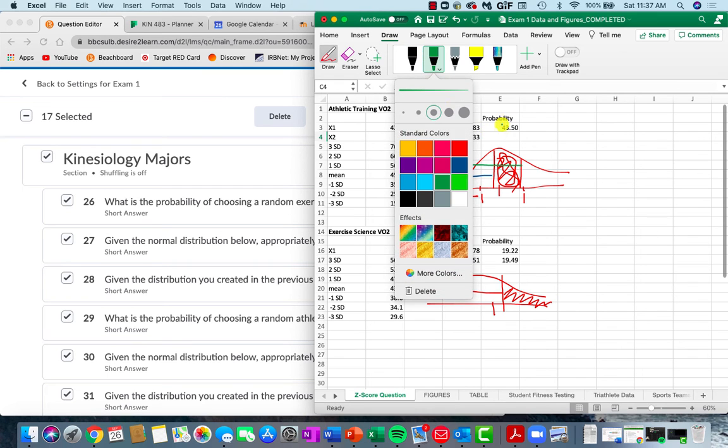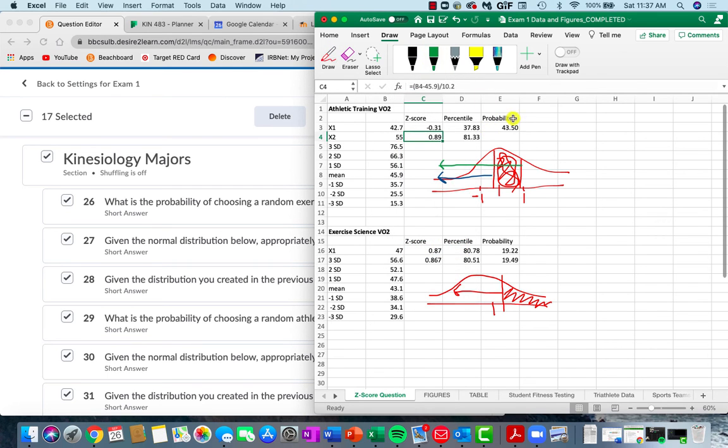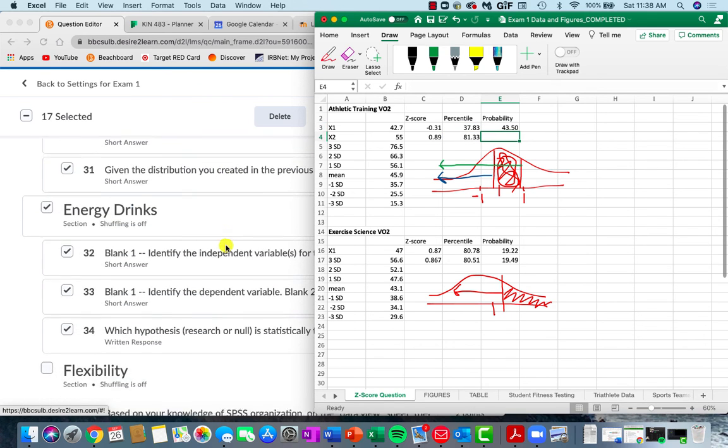Okay, so let me turn off my drawing, right? So you should have gotten D4 minus D3 in this specific instance, or the percentile at 55 minus the percentile at 42.7. So hopefully that makes a little bit more sense.